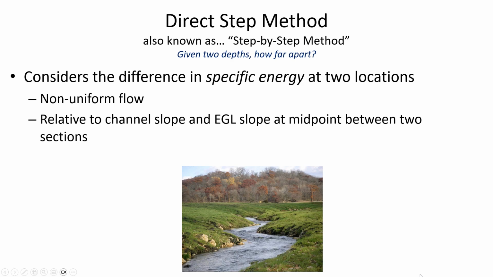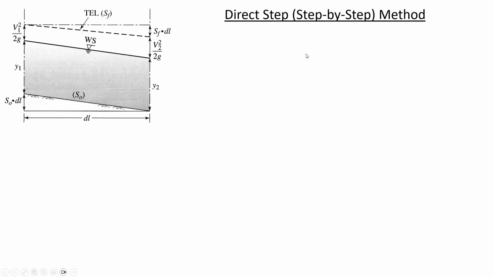It's limited in usefulness because the direct step method is going to assume that the channel is the same width between sections. And sometimes that's true, sometimes it's not. We have other methods we can use if the channel is getting wider or if it's changing shape. But that is an assumption based on the way that we're going to be applying it in the example today. So here's a summary of the method.